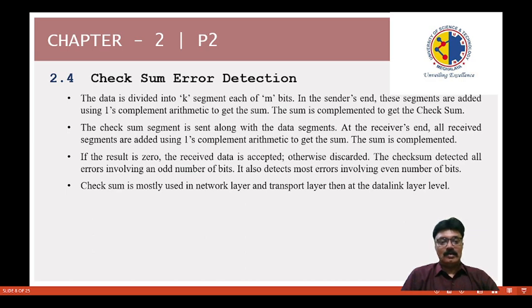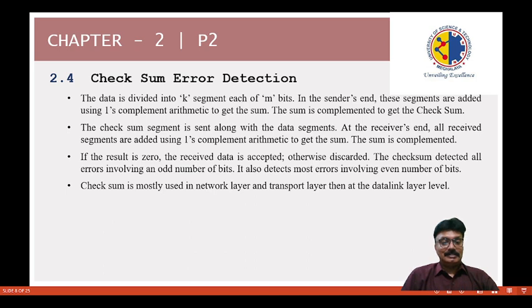At the receiver end, all received segments are added using one's complement arithmetic to get the sum. Again, the sum is complemented. If the result is 0, the received data is accepted. Otherwise, the data is discarded. The checksum detects all errors involving an odd number of bits. It also detects most errors involving an even number of bits.